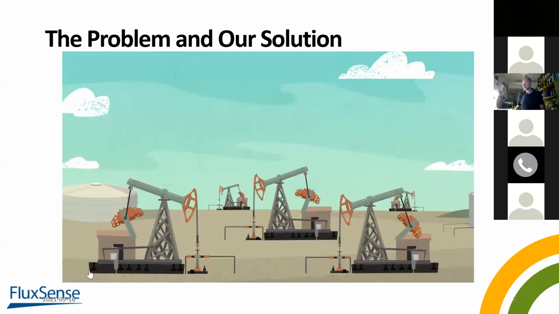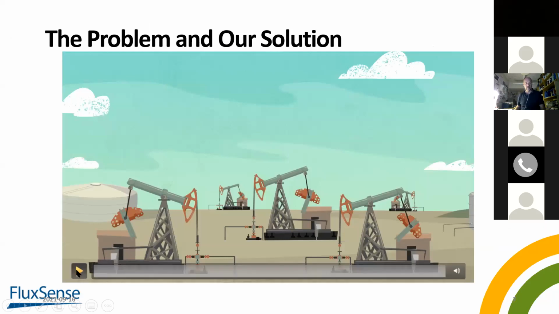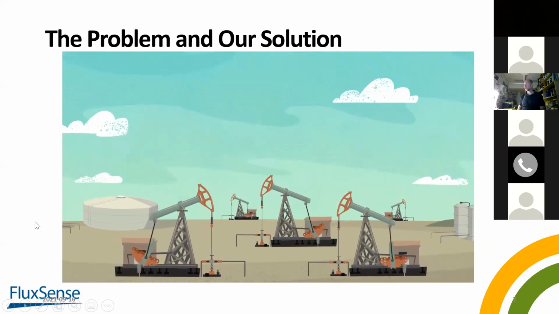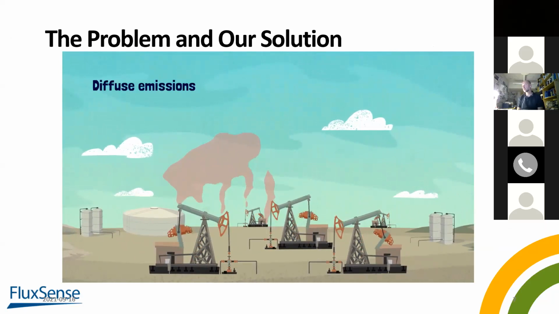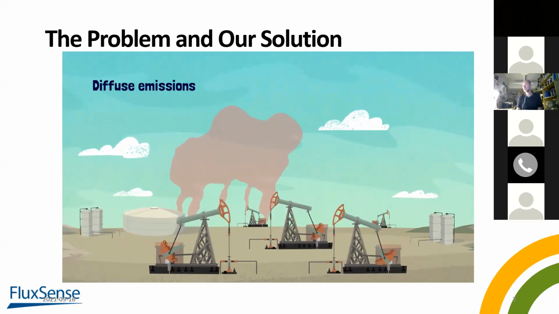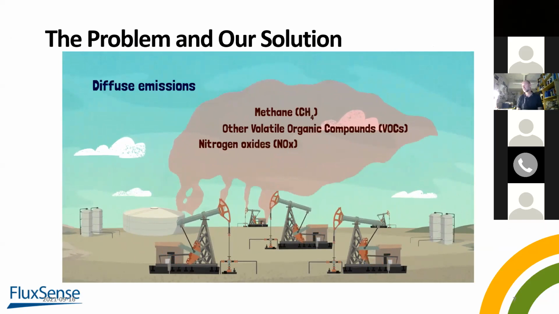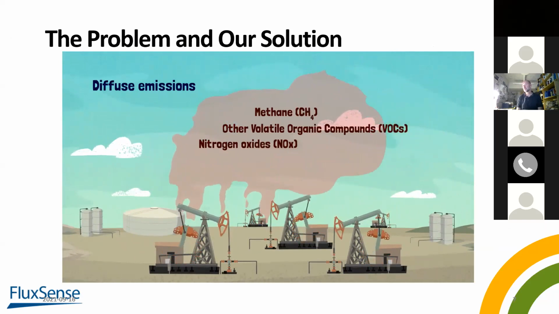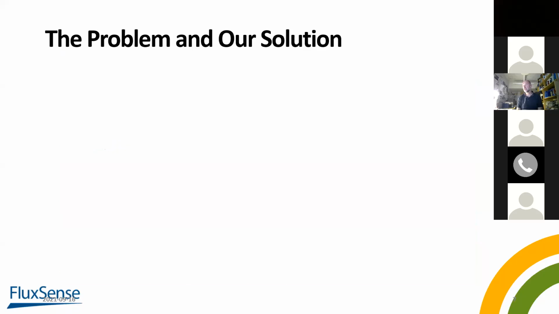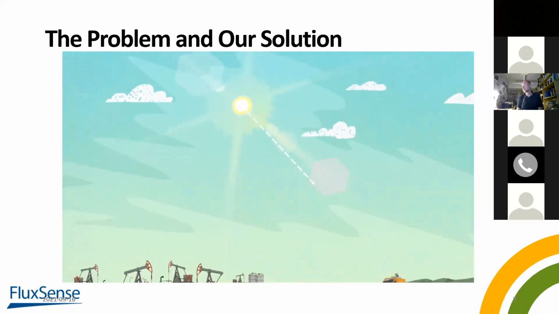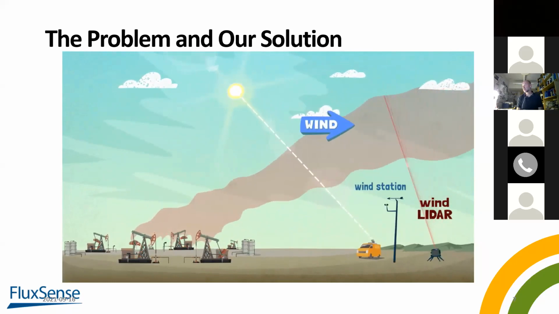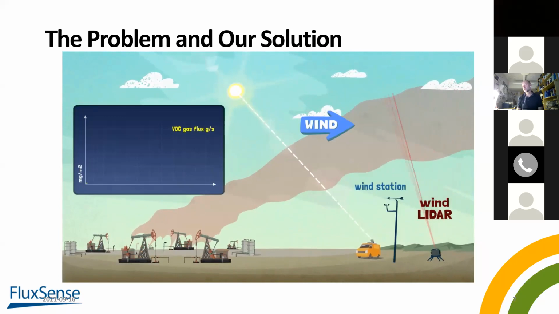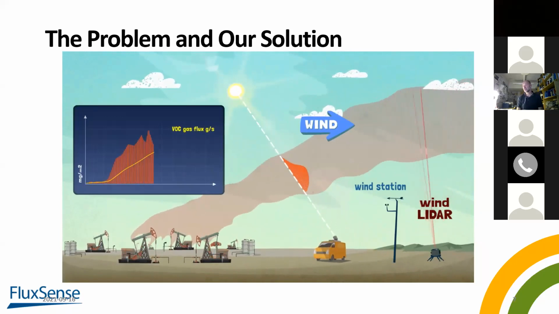An illustration of our solution is shown here, obviously for the oil and gas application. In this animation, you can see that the leakage is diffuse emissions, many small leaks. In oil and gas, methane is one of the biggest ones, but it can also be other compounds like VOCs. And here you can see how we are doing measurements in this type of plume.